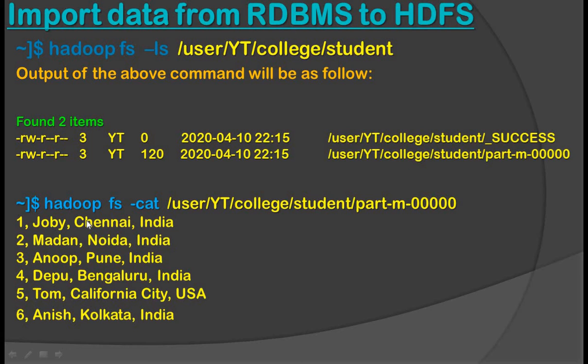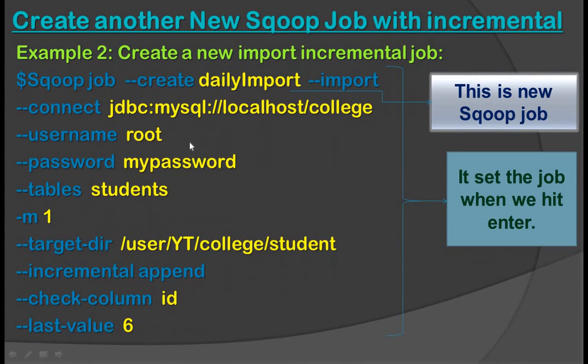Like this we can import the records of a table and store them in an HDFS location. We can list the HDFS directory, and if we want to see the output of the mapper file, we can write it like this and see the output. So now let's see the next thing.